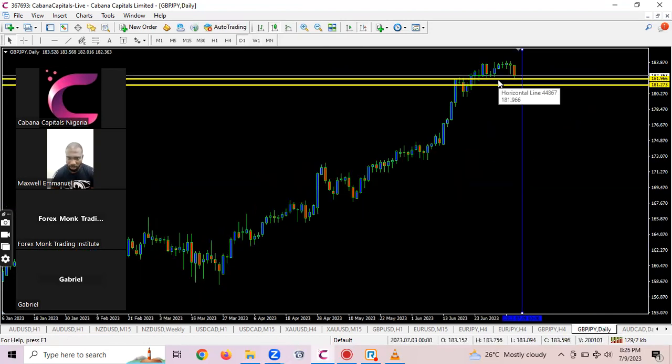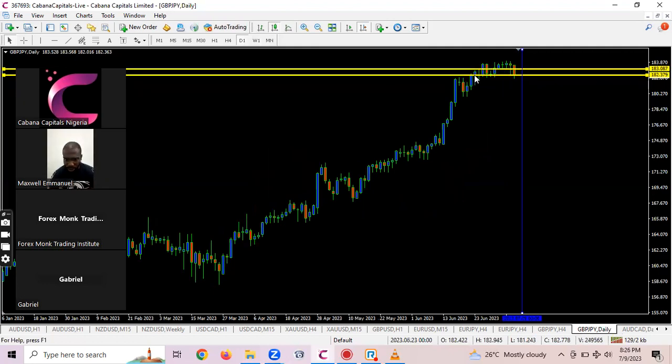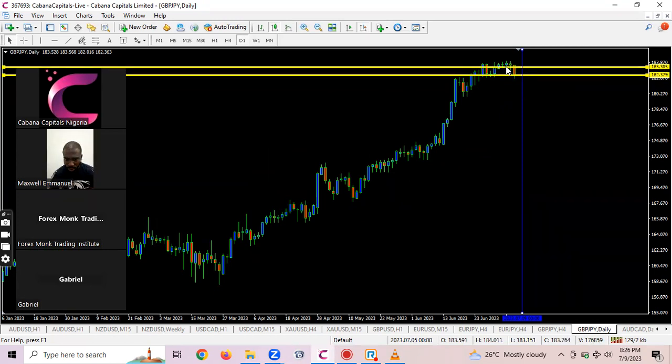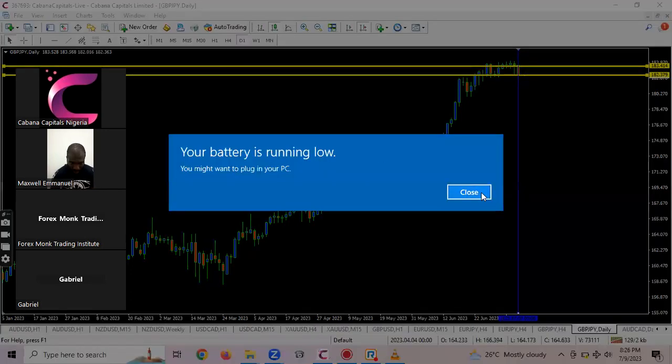So you can see we had a support here on daily. We also had a support here. So you can see there's a rejection at this support, though we had a support here too. This is a support that was broken. So one should have entered a sell on GBP JPY. Let's go to 4 hour.